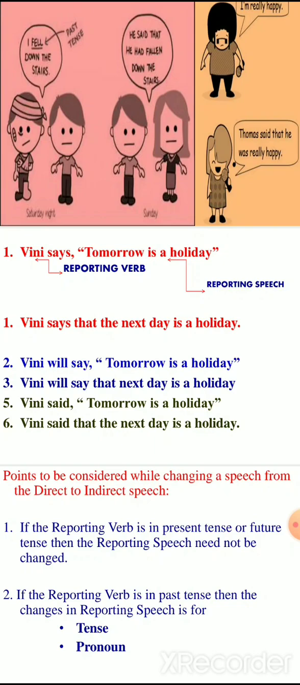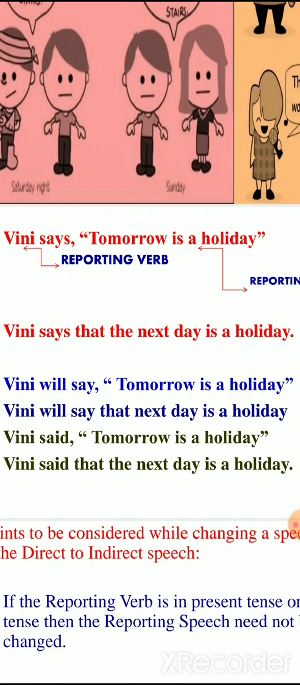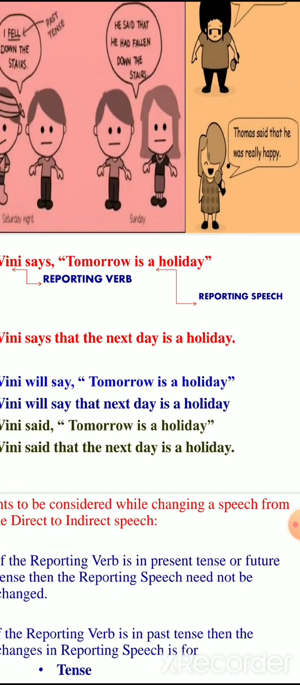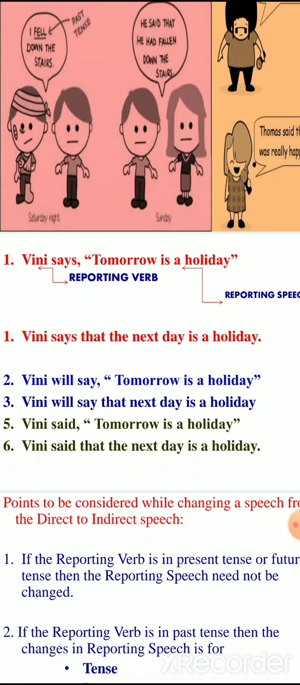Now you can see I have given this arrow mark. Vinny says is called the reporting verb, and what is between the inverted commas is the reporting speech. What is reporting speech? The exact words the speaker said. Now I have interpreted it here: Vinny says that the next day is a holiday. So I am saying that Vinny says that the next day is a holiday.